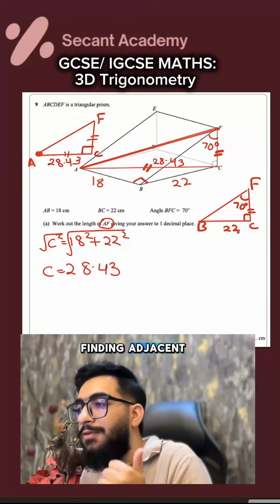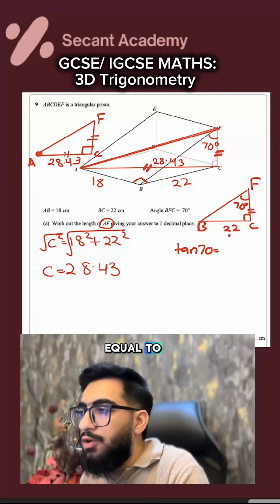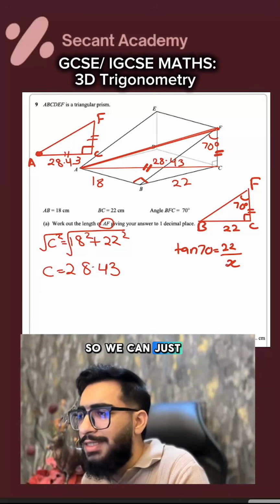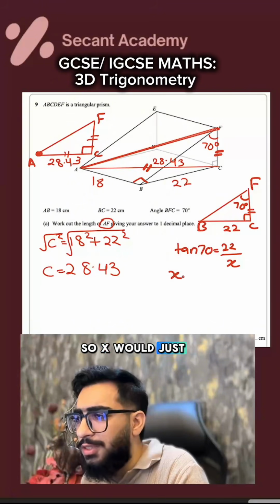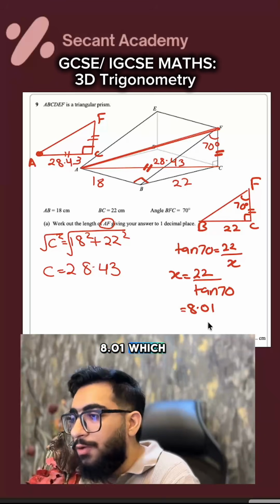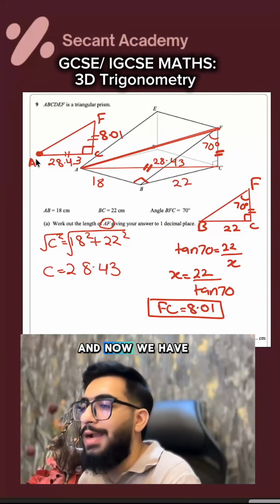Because we're finding the adjacent when we know the opposite, we'll use tan. So tan 70 equals opposite, which is 22, over adjacent, which is x, which is FC we're finding. So we can switch x and tan 70. So x would be 22 over tan 70. Now 22 over tan 70 is 8.01, which means that FC is 8.01. Here we'll write 8.01.